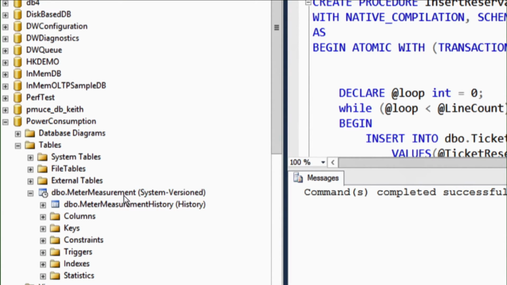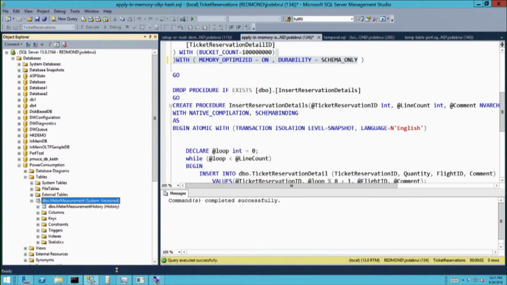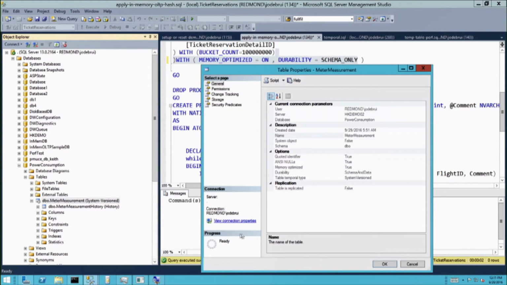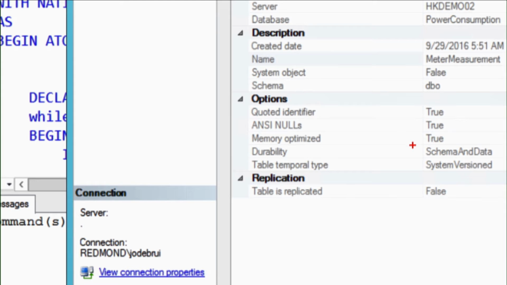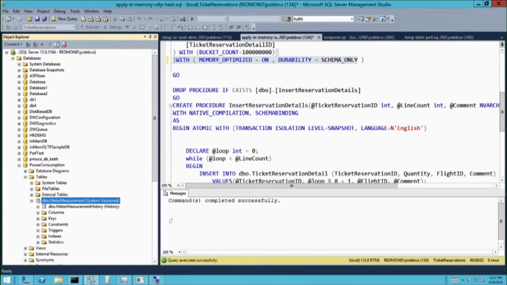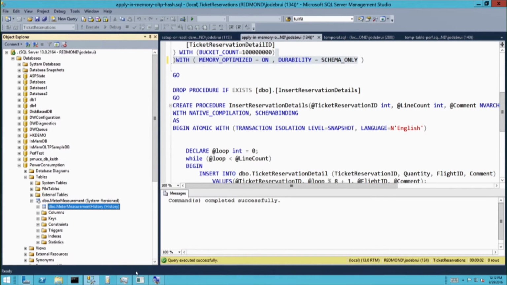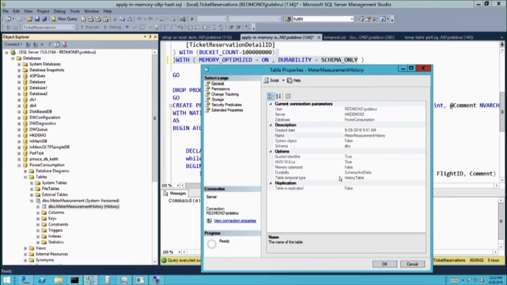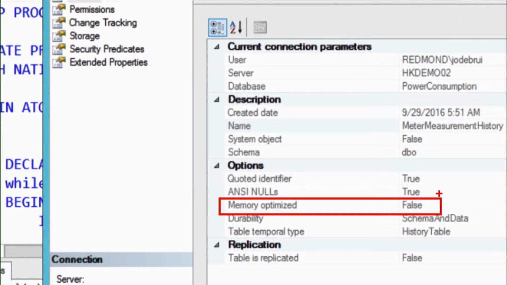If we look at the properties of the meter measurement, here we can see that this is memory optimized. And if we actually look at the properties of the history, we can see that this is actually not memory optimized. So this is disk-based.